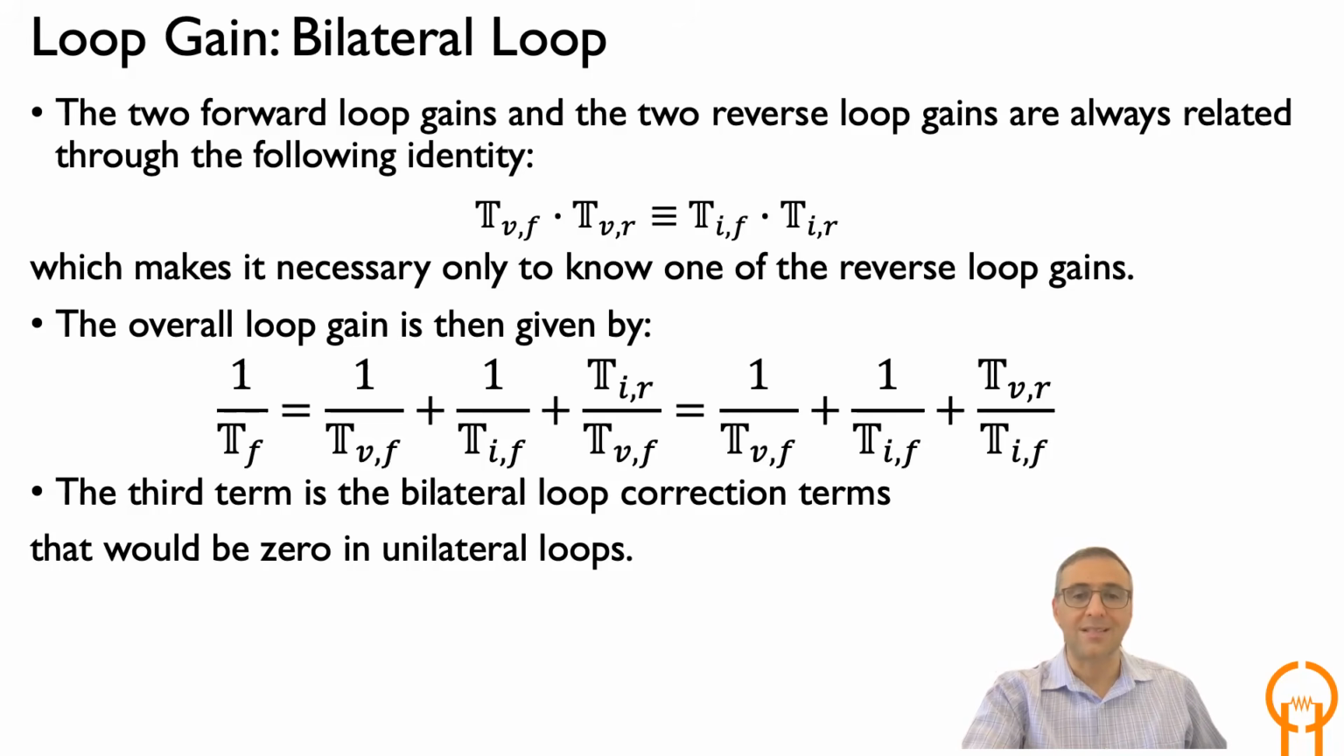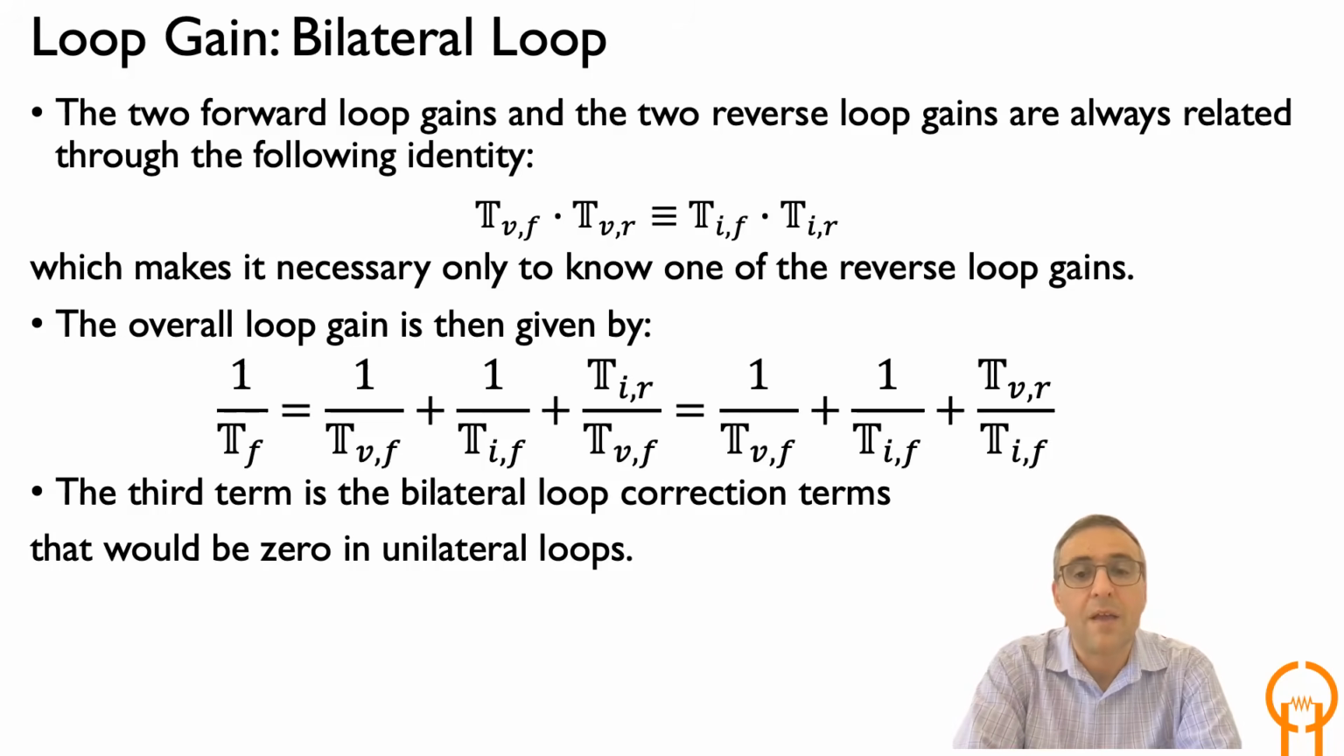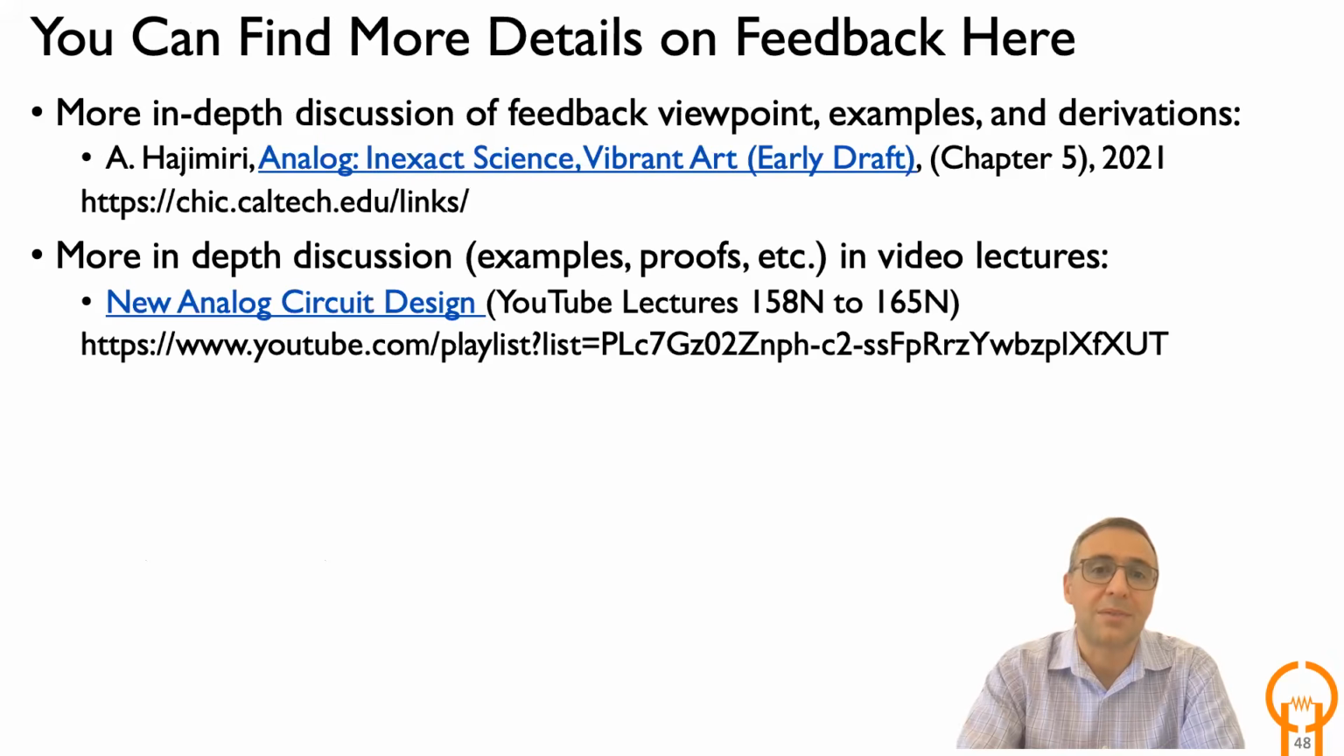The first two terms are the same, but there's a correction term, which is either the reverse current loop gain divided by the forward voltage gain, or the reverse voltage gain divided by the forward current gain. This allows you to calculate it for a general loop, which is a very useful quantity because you can use it for stability analysis.